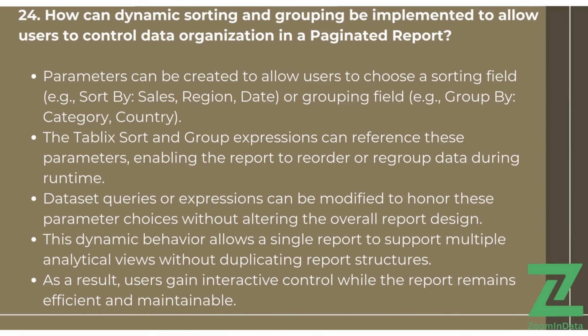24th question: how can dynamic sorting and grouping be implemented to allow users to control data organization in a paginated report? Parameters can be created to allow users to choose a sorting field, e.g., sort by sales, region, date, or grouping field, e.g., group by category, country. The tablix sort and group expressions can reference these parameters, enabling the report to reorder or regroup data during runtime.